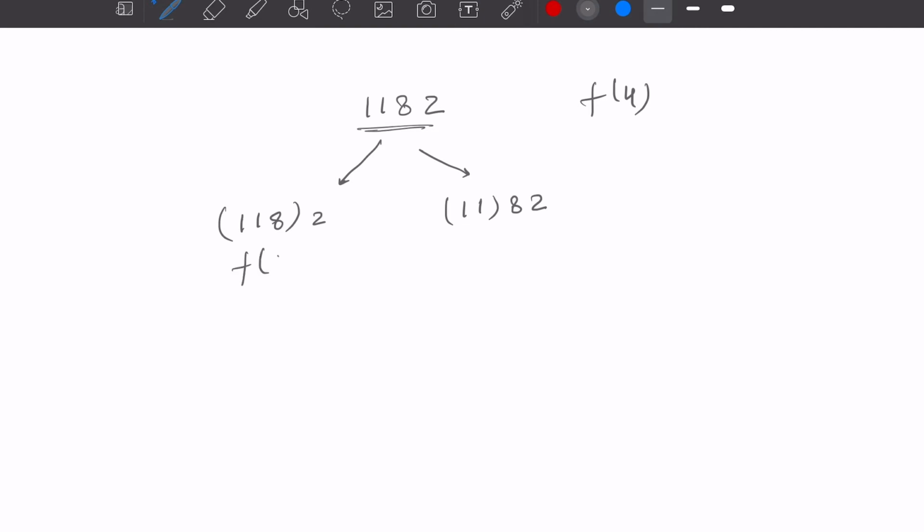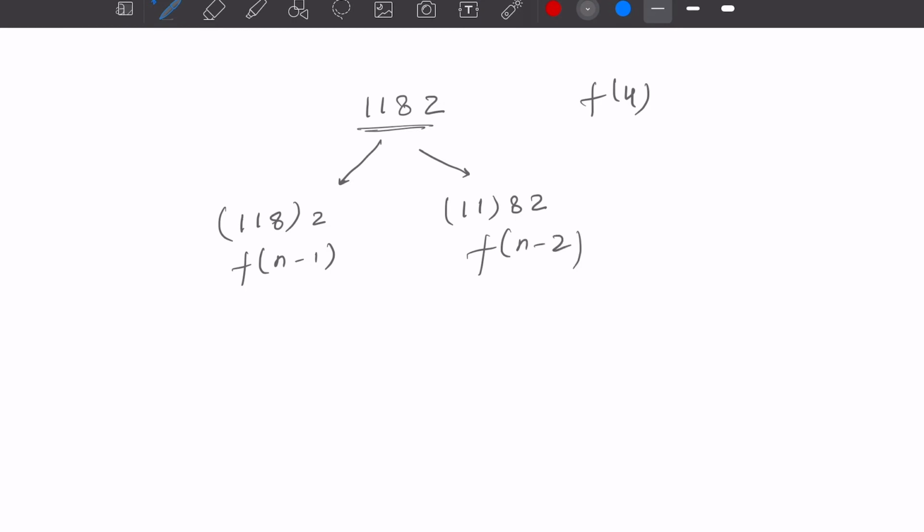So take one more example. Suppose I have 1182. So this is my number. Now when we are calculating f4, which means this is length 4, we have two combinations: we can consider 118 as a single unit and 2 as single, or we can consider 1 as a single unit and 82 as single, right? Which means f(n-1) or f(n-2), right?